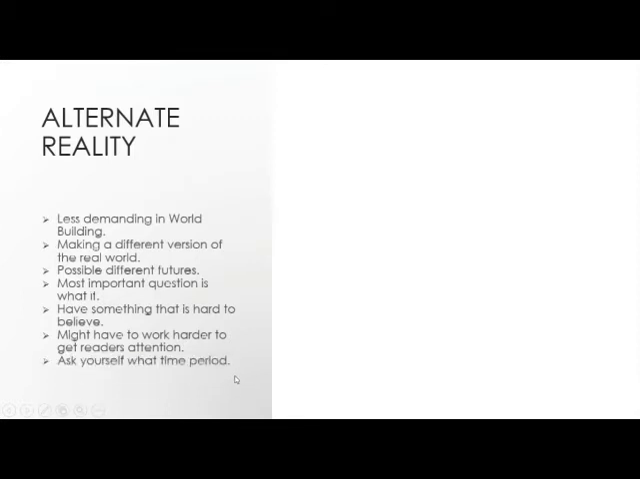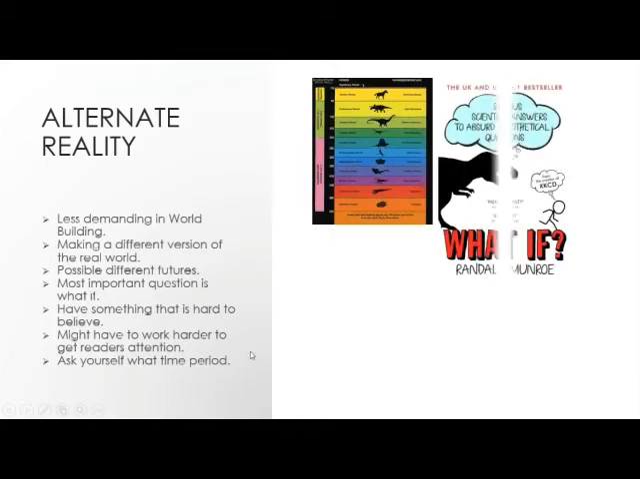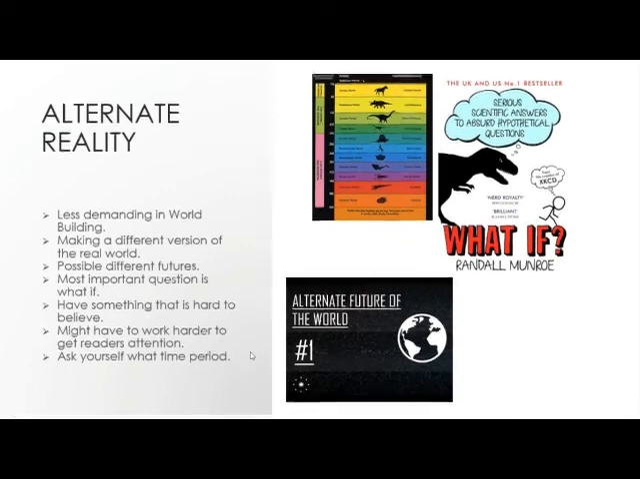And you need to ask yourself what time period. So in this case, the Divergent and the Hunger Games are all taking place somewhere in the far future. Transformers is taking place in the 21st century. Jurassic Park and Jurassic World is also taking place in the 21st century. Those were the pictures. I thought I had another one. Sorry about that.